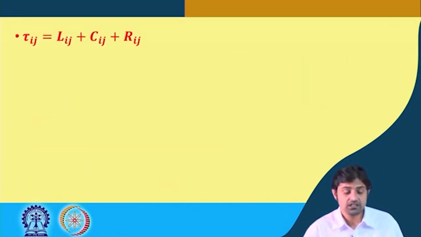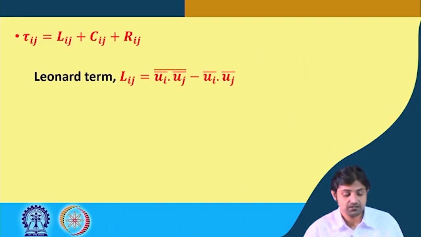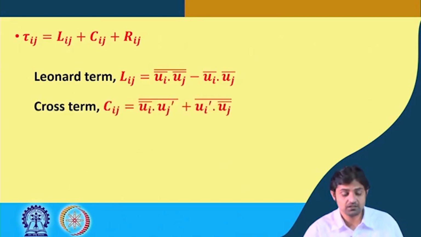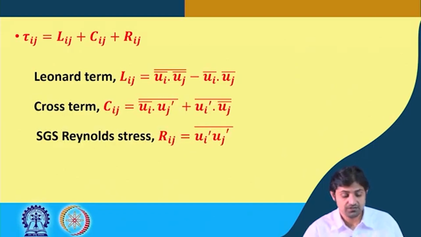Where tau ij is Lij plus Cij plus Rij. The Lij is the Leonard term, given by this. There is a cross term called Cij. There is the SGS Reynolds stress Rij.